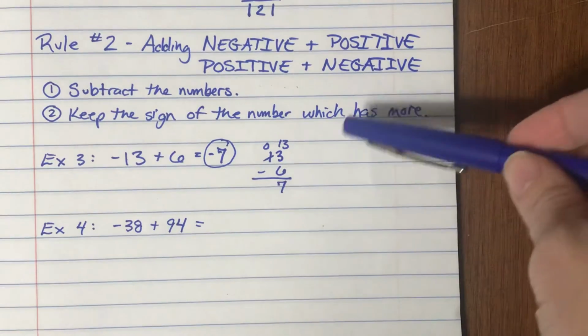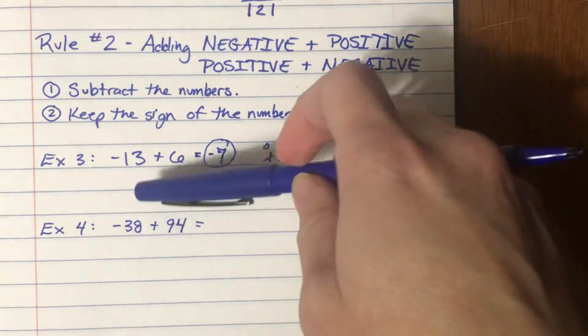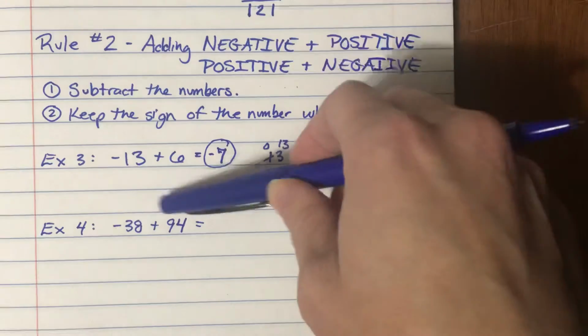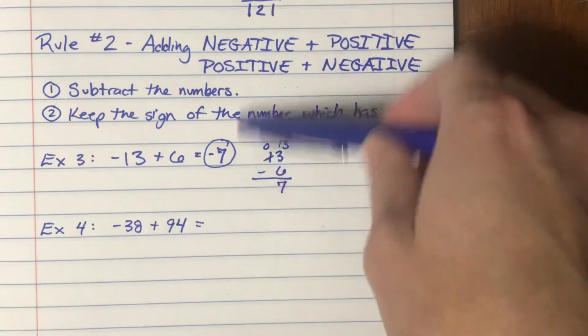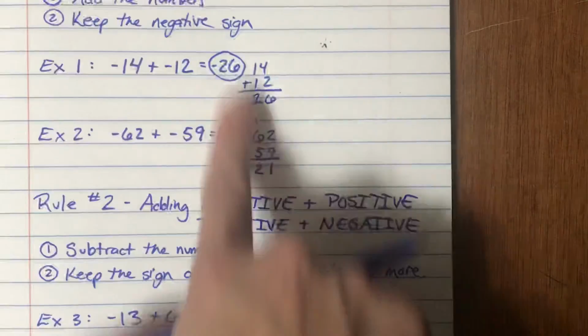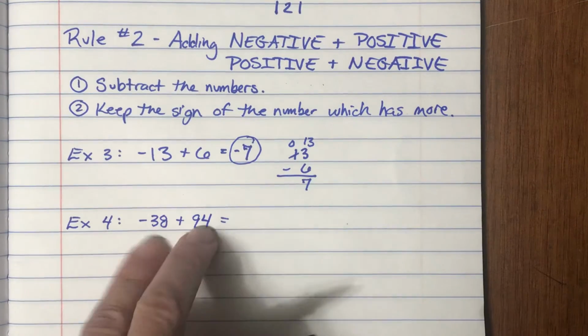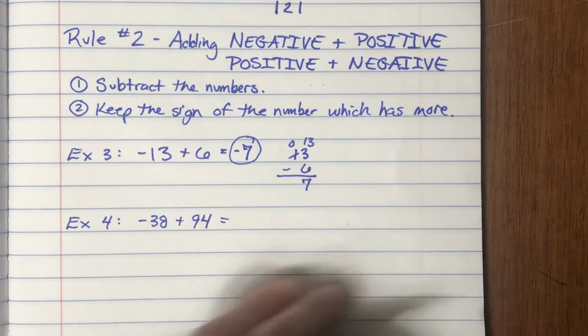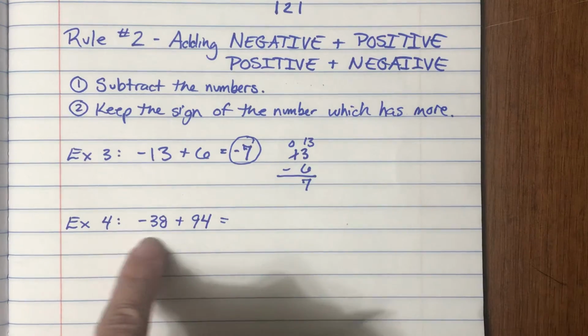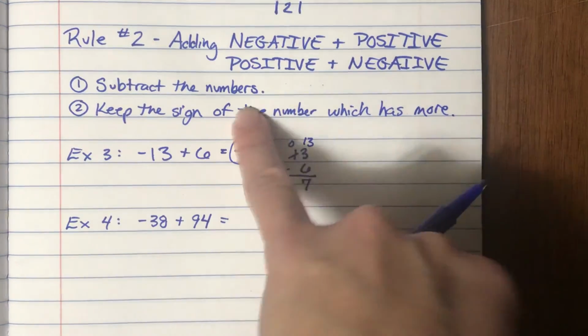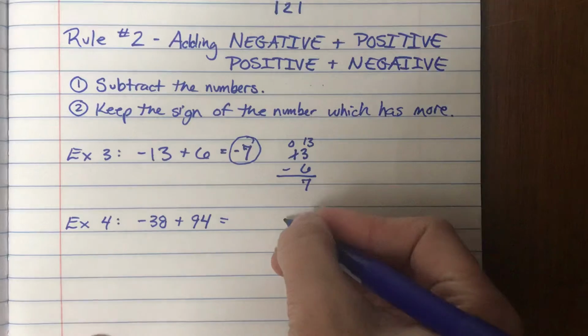So again, it's going to be important here that you recognize they're different signs. I have a negative and a positive number that I'm adding together. And so instead of just adding them together, because what some of you are going to do when you start practicing is you're going to add together 38 and 94 and keep it positive. And you're going to be like, what happened? Well, no, this is a negative and a positive. So my first step, instead of adding, is to subtract them.